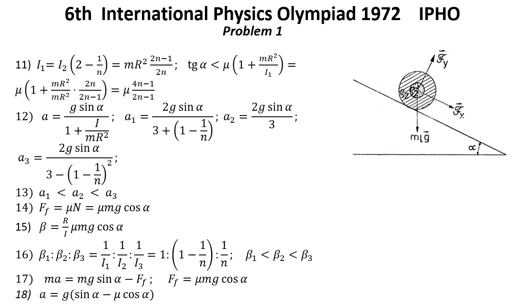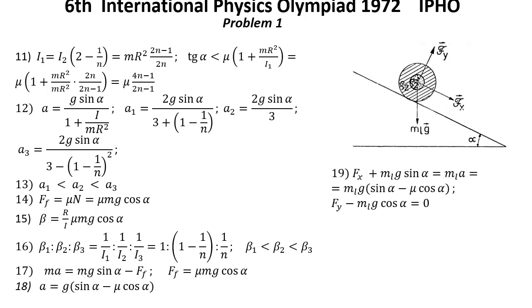Now let force F be the total force acting on the liquid mass ml inside the cylinder. We can write that force Fx plus mlg sine alpha equal mla, which is mlg multiplied by sine alpha minus mu cosine alpha, and Fy minus mlg cosine alpha equals 0.